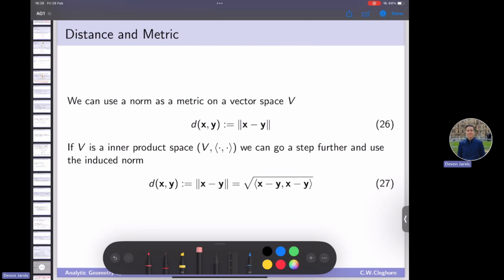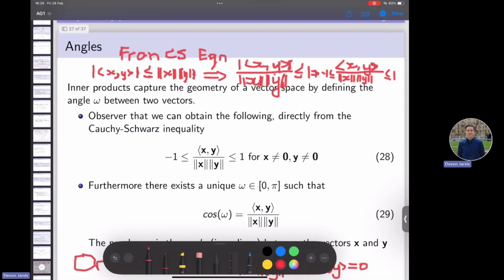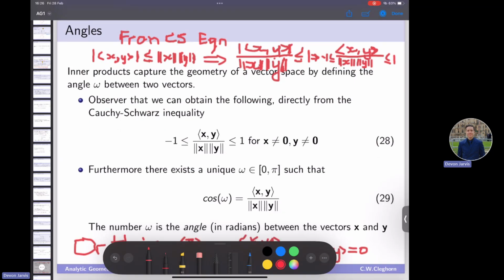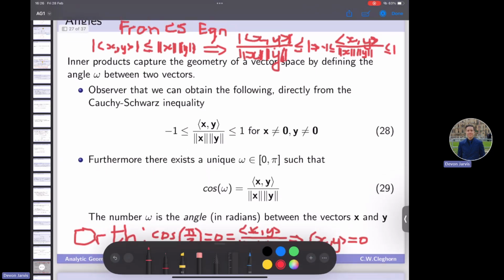But you can see why we care, right? Because ultimately, in machine learning and all these things, what we really care about is defining distance. That's how wrong are we? How far away was I from being correct? That comes from having a distance metric. And to have that, you needed a norm. And to have the norm, you needed the inner product. And to have the inner product, you need to define your basis and all that. The inner products capture the geometry of a vector space by defining the angle omega between two vectors.